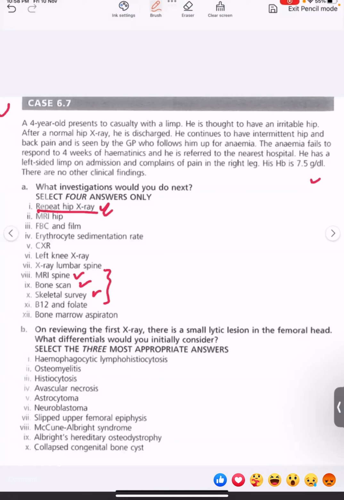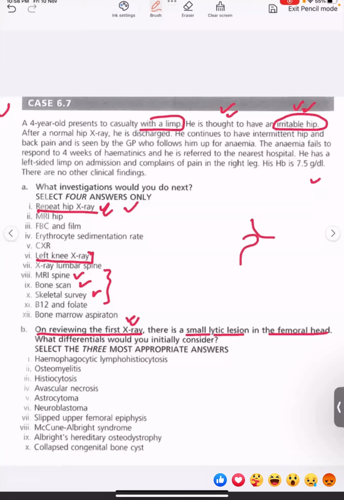Here they have specifically mentioned a left knee X-ray. No, the child came to me with a limp and I was suspecting irritable hip, right? So I will repeat the hip X-ray first. Next, they say that on reviewing the first X-ray, which they couldn't pick up when the child first came, there was a small lytic lesion on the femoral head. So this is the femoral head where the child has a small lytic lesion.